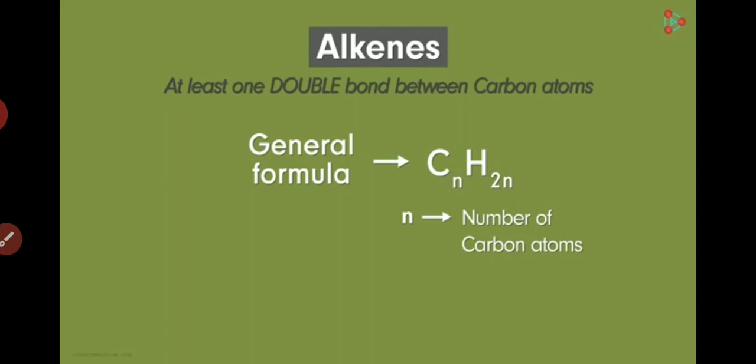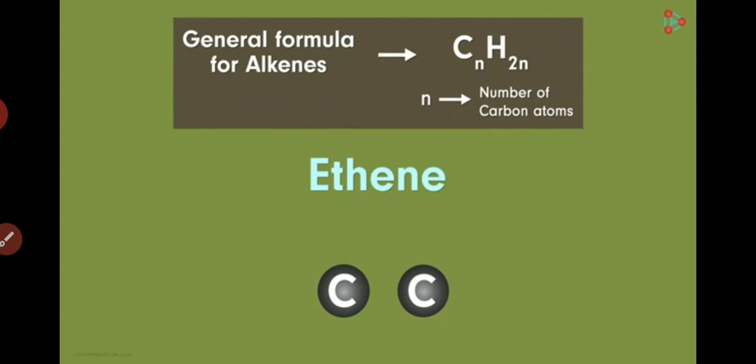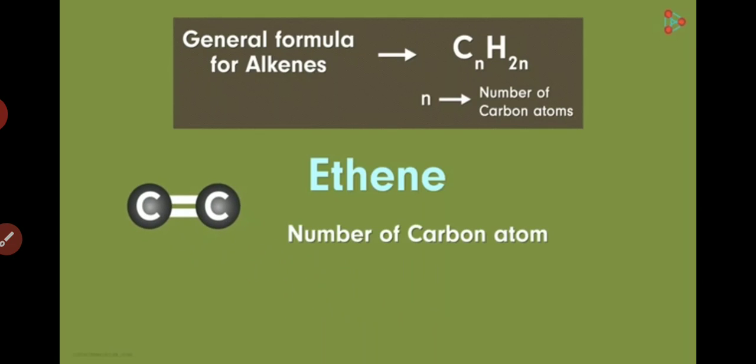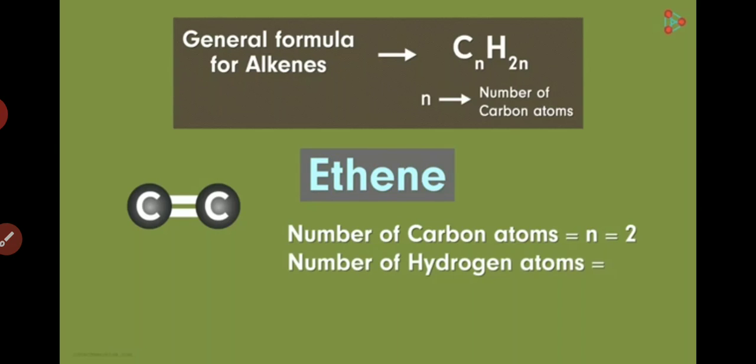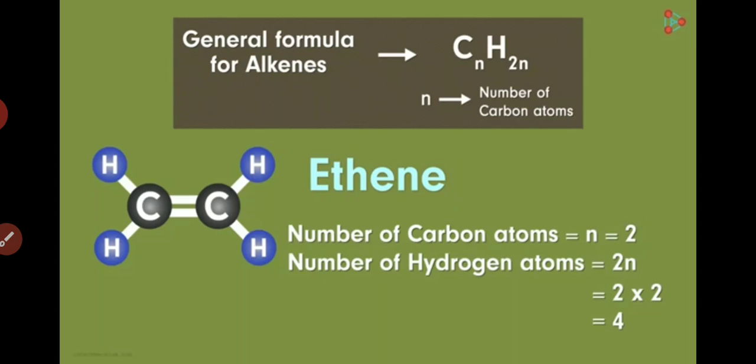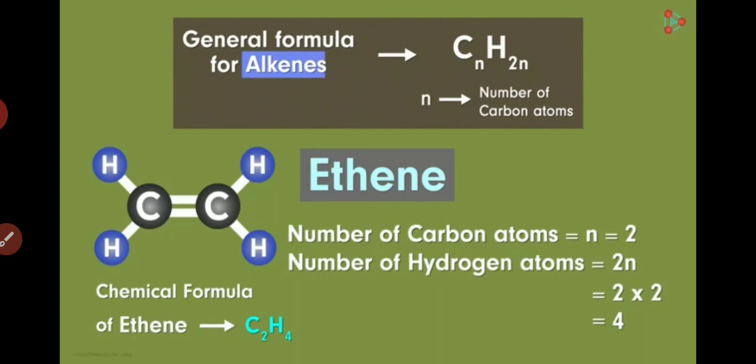That's right. For example, the simplest alkene known to us is ethene. It has 2 carbon atoms and they share a double covalent bond. So the value of n is 2. So what will be the number of hydrogen atoms in ethene? Based on the formula, it is 2 times n. As n is 2, we get the number of hydrogen atoms in ethene as 4. That gives us the chemical formula for ethene as C2H4. Similar to ethene, all the other alkenes can be represented using this simple formula.